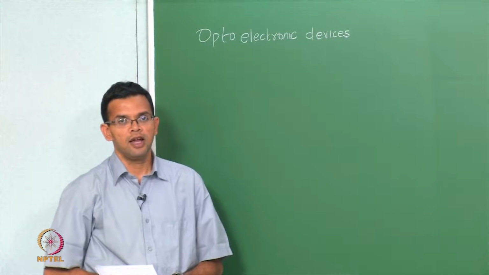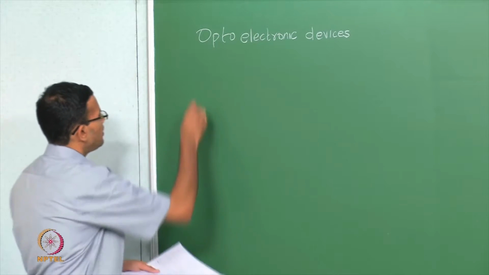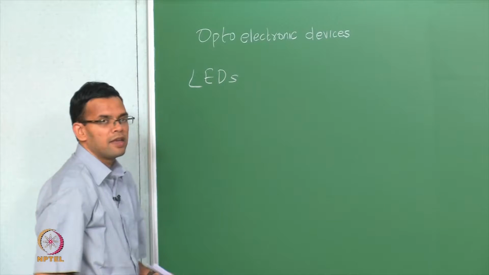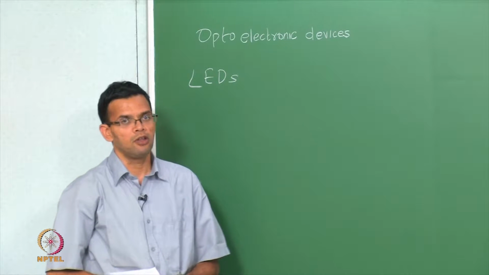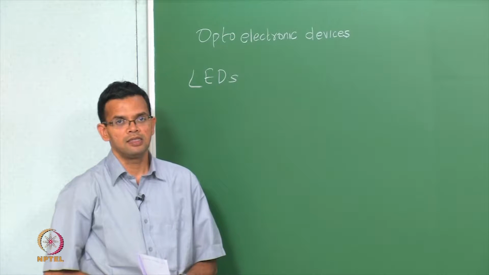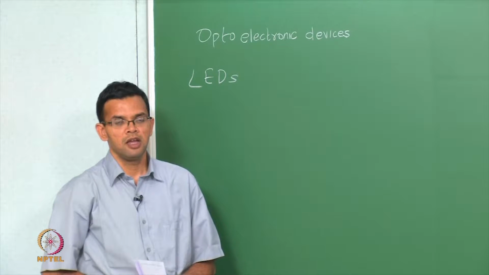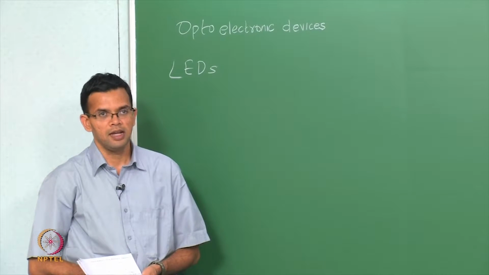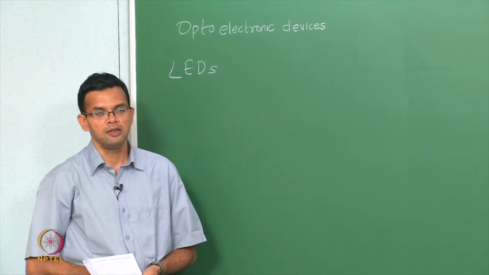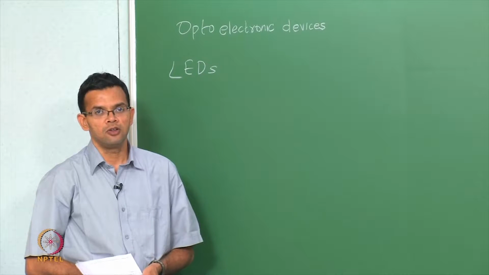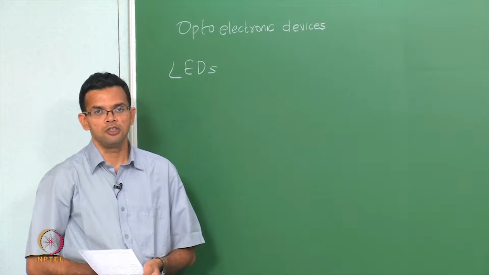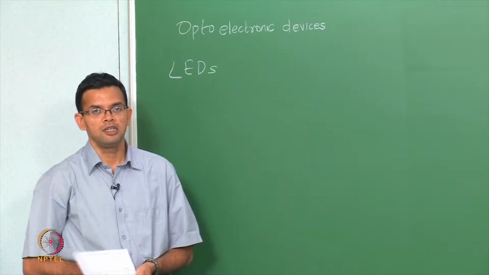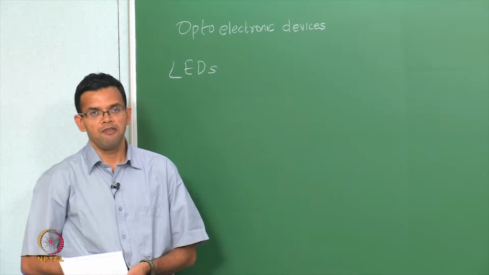Last class we looked at LEDs, or light emitting diodes. In the case of LEDs, we saw that we could model them as a simple p-n junction where we inject carriers. So, we inject electrons from the n side and holes from the p side, so that these electrons and holes recombine in order to give you light.